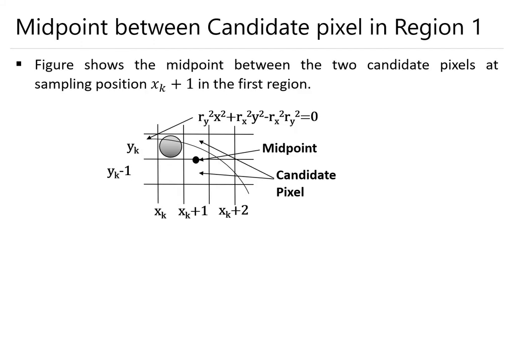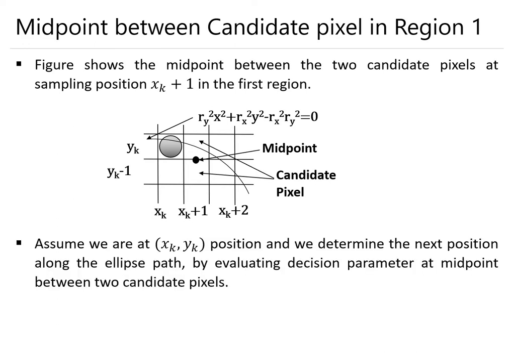Midpoint between candidate pixels in region 1. The figure shows the midpoint between the two candidate pixels at sampling position xk plus 1 in the first region. Assume we are at position (xk, yk), and we determine the next position along the ellipse path by evaluating the decision parameter at the midpoint between two candidate pixels. So how do we find this? Here we are already here. Now we want to move a unit step.